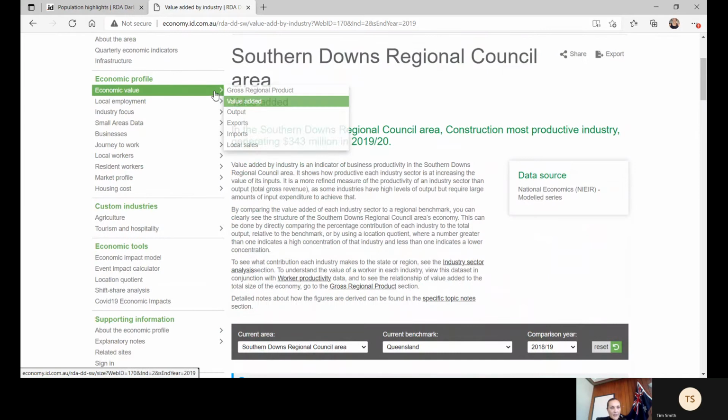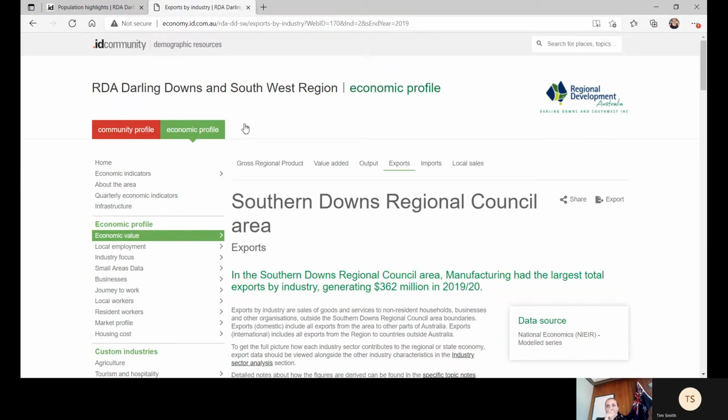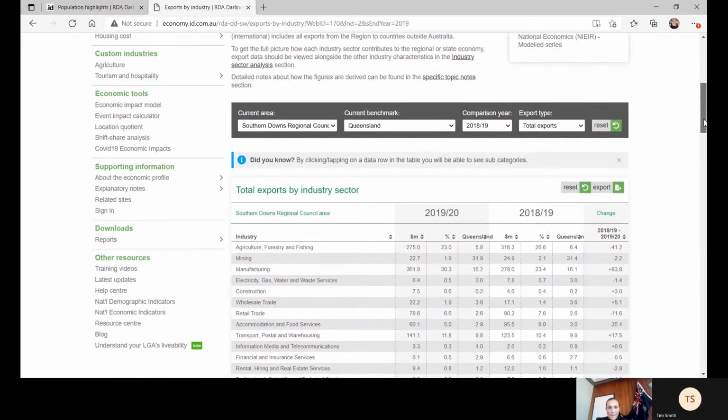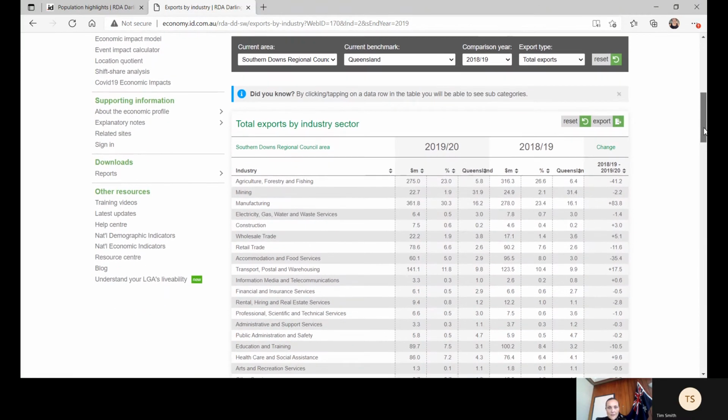The other thing we can actually look at is our exports, and you can break them down into international versus domestic exports. So if you want to have a look at your total exports, we can do total exports, or we can break that down into domestic versus international.